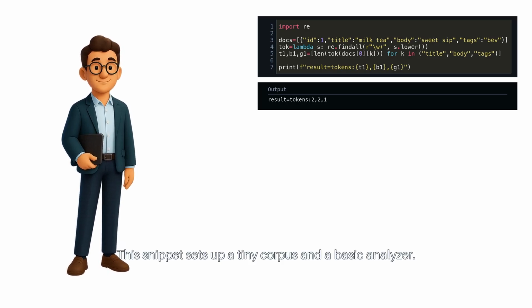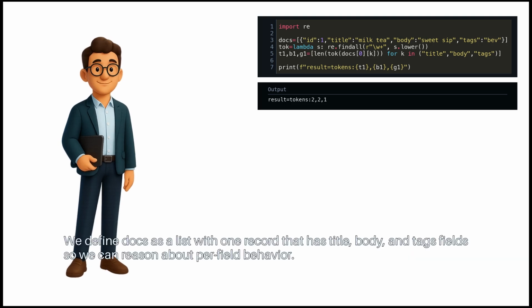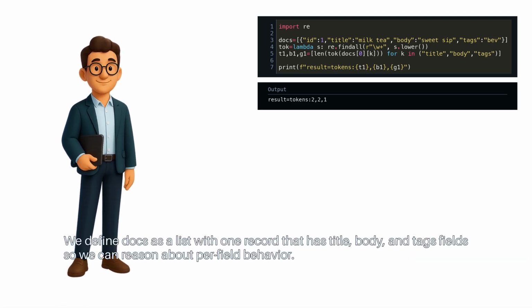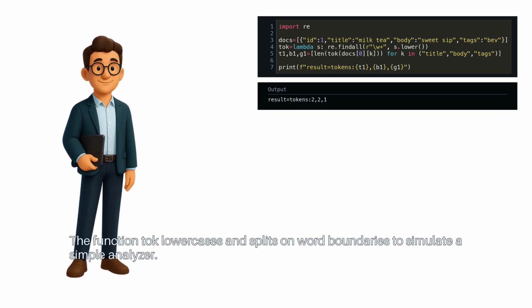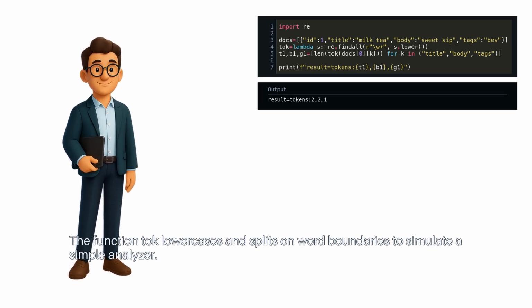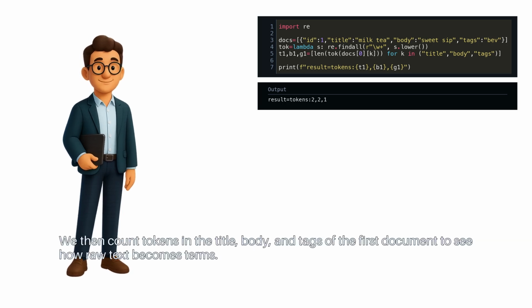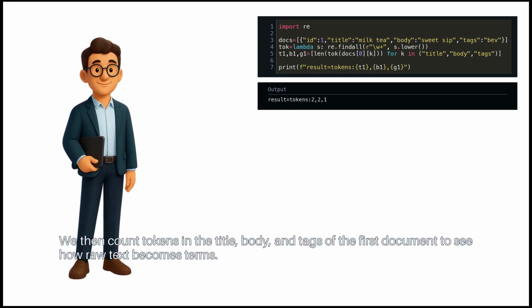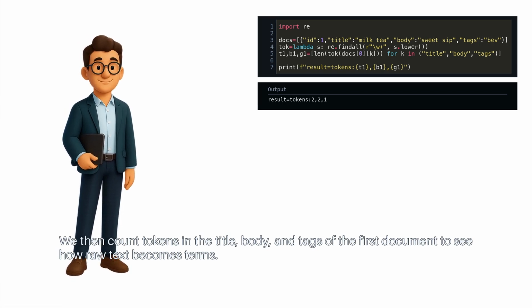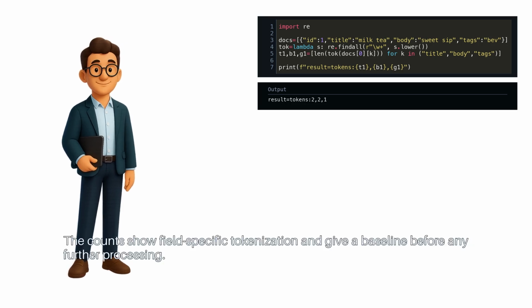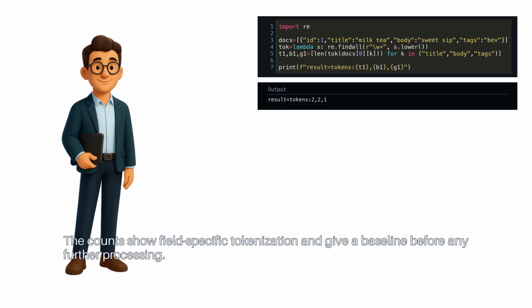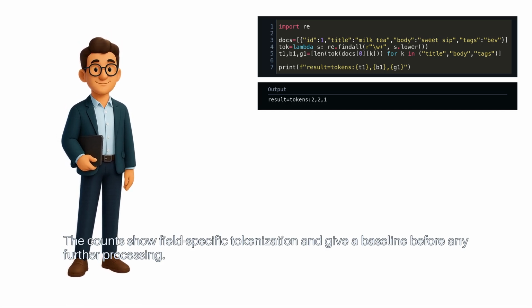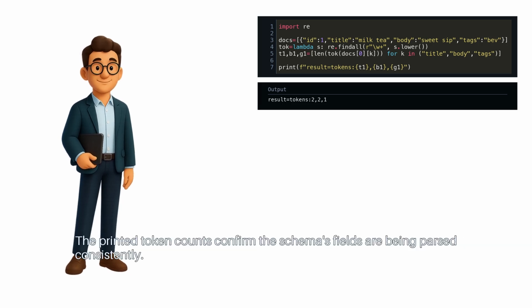This snippet sets up a tiny corpus and a basic analyzer. We define docs as a list with one record that has title, body, and tags fields, so we can reason about per field behavior. The function tok lowercases and splits on word boundaries to simulate a simple analyzer. We then count tokens in the title, body, and tags of the first document to see how raw text becomes terms. The counts show field-specific tokenization and give a baseline before any further processing. The printed token counts confirm the schema's fields are being parsed consistently.